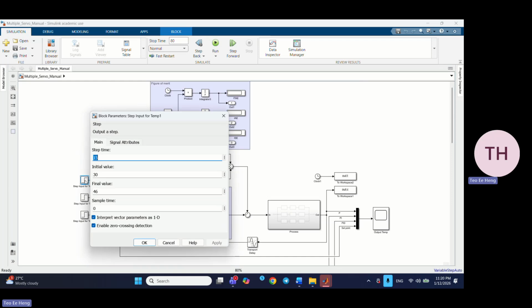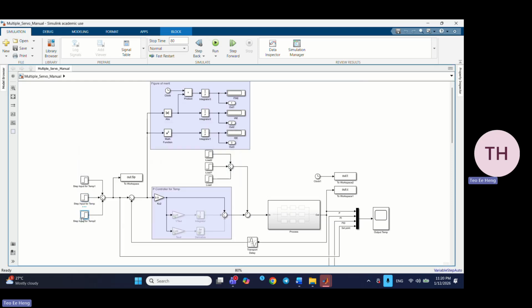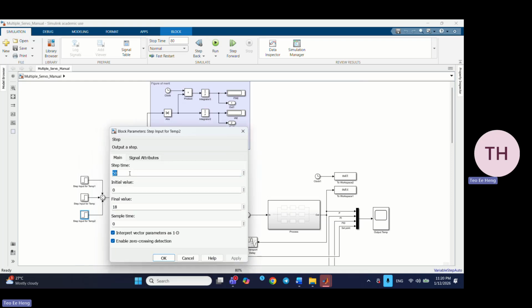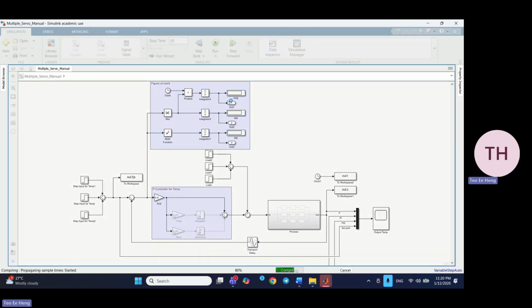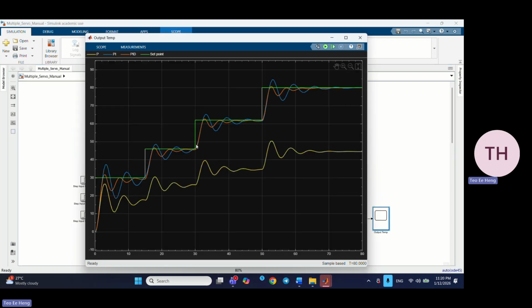For the first step input, I set the step time to 15, the initial value to 30 and the final value to 46. For the second step input, the step time is 30, the initial value is 0 and the final value is 16. For the third step input, the step time is 50, the initial value is 0, and the final value is 80. Then after we run the control system, we can get the response curve like this.